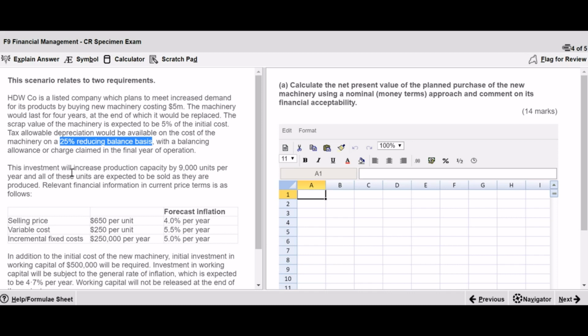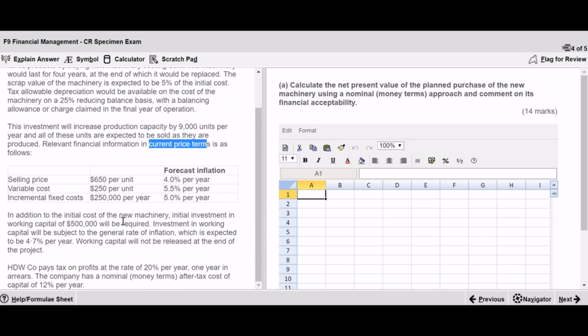The investment will increase production capacity by 9,000 units per year. That's for the 4 years. And all of these units are expected to be sold as they are produced. Financial info in current price terms, that is without the inflation, is as follows. We've been given selling price, variable cost, and fixed cost with their forecast inflation.